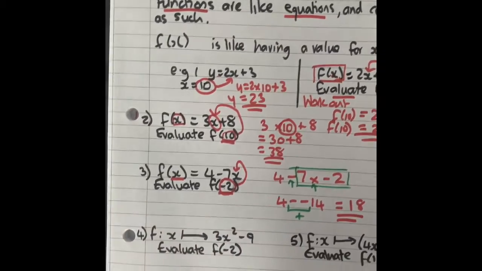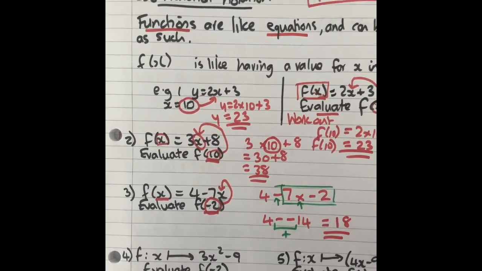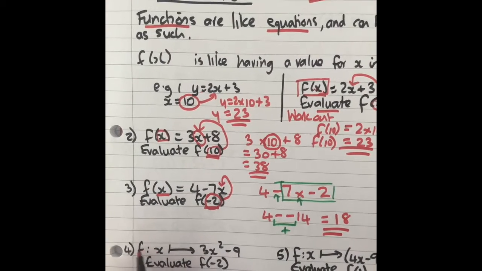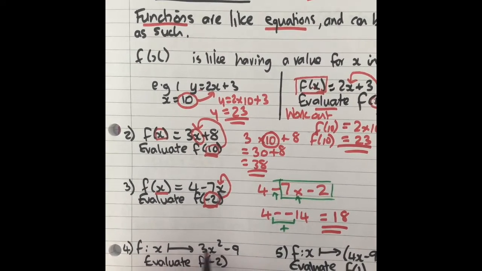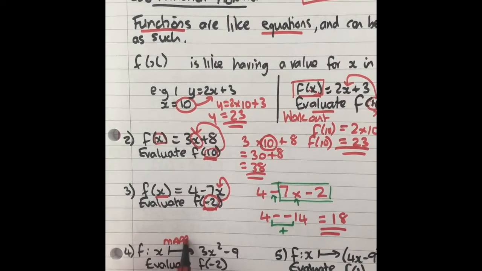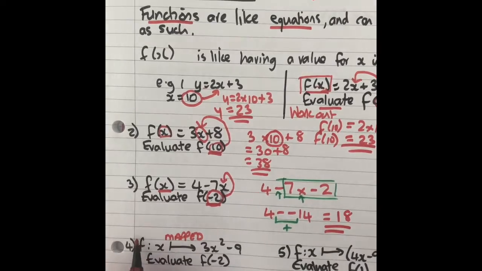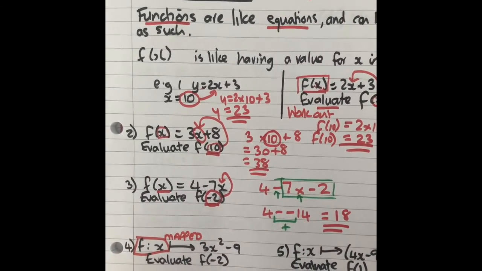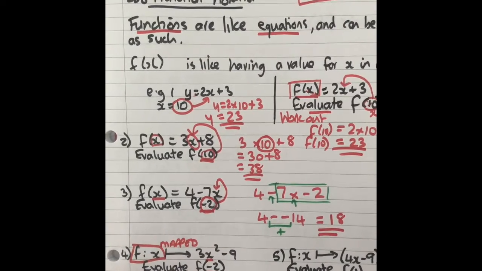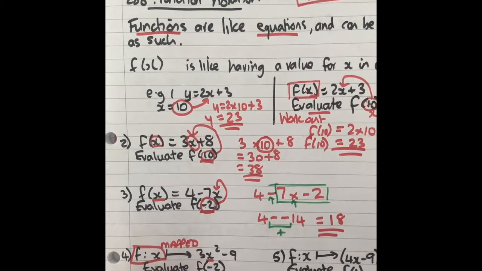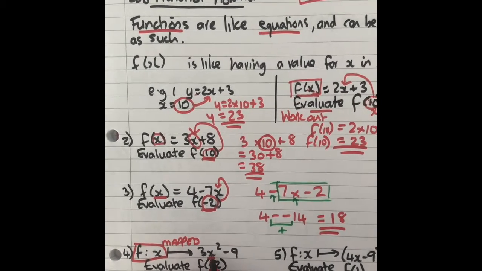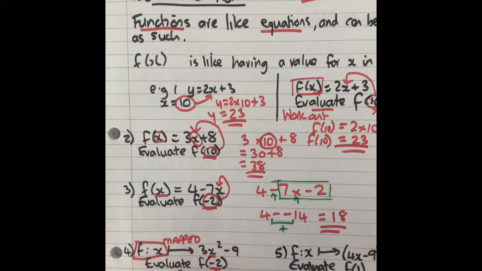Next one. So these two, there's slightly different notation. So f: x maps to 3x squared minus 9. Okay, so f of x is mapped to 3x squared minus 9. It's exactly the same as what's above, it's just this notation is slightly different, which you might see. So again, minus 2 gets replaced in where the x is. So 3 times minus 2 squared, because it's just the x I'm replacing, minus 9.